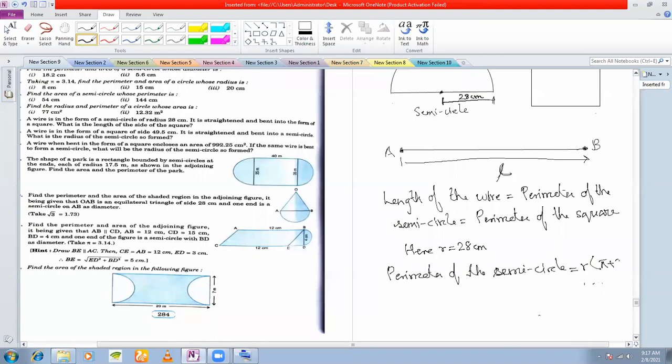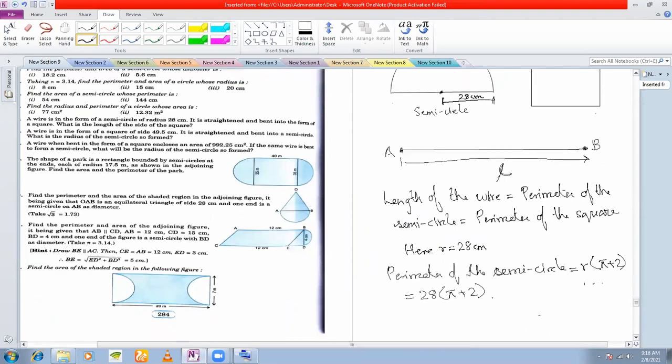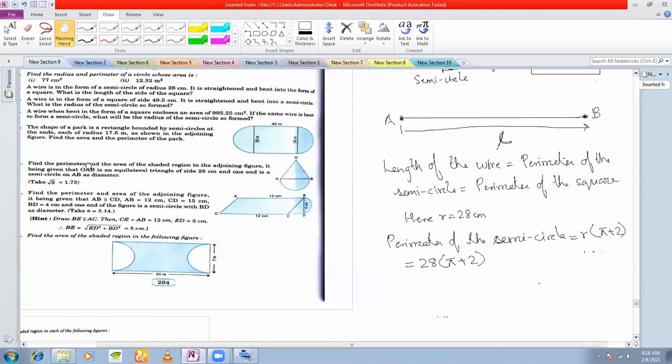Put the value of R. R is 28, given here. So 28 into pi plus 2. So this is the perimeter of the semicircle. In fact, this is the length of the wire also. 28 into pi plus 2. So let's put the value and find out the value of this. Put pi as 22 by 7.